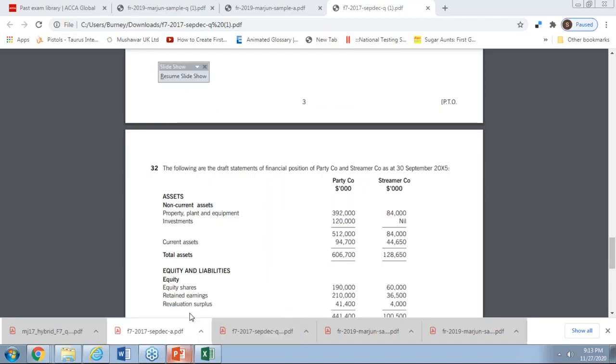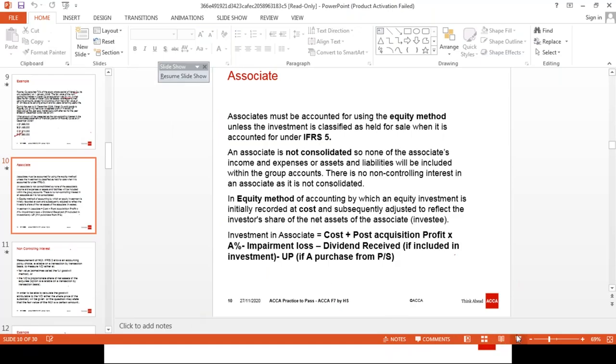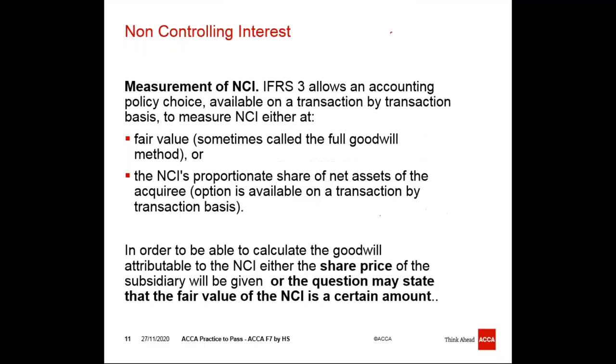So let's move on towards the next slide. Now NCI. According to IFRS 3, we can measure the NCI either on the fair value basis or on the proportionate basis. So in very rare cases, the examiner might ask you to calculate the NCI on proportionate basis. But whenever you see questions in examination or the exam kit, you will always find the questions related to the fair value method.